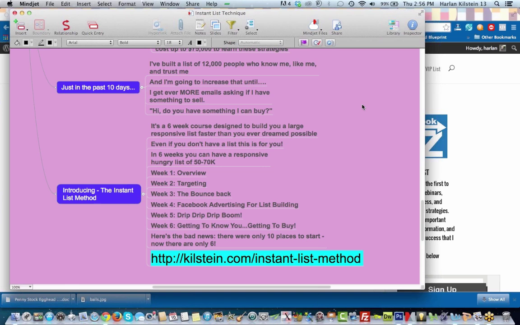In week number 1, there's going to be an overview. I'm going to explain how the entire system works, and I'm going to give you homework to do. In week number 2, we're going to zero in on targeting. Everybody on the call is going to go over their targeting with me, and I'm going to be involved. These are going to be working sessions. These are not going to be lectures. These are going to be working with me in webinars.